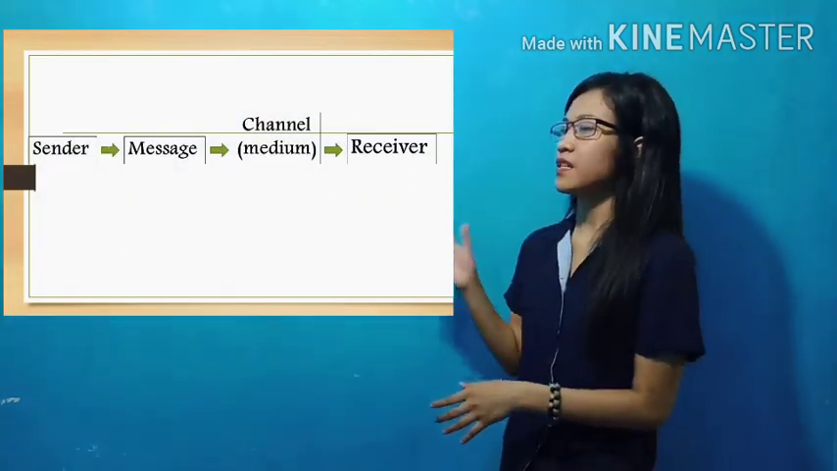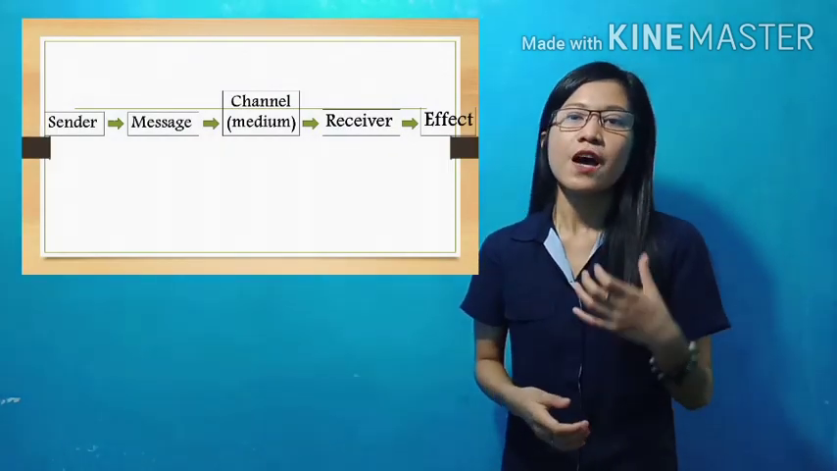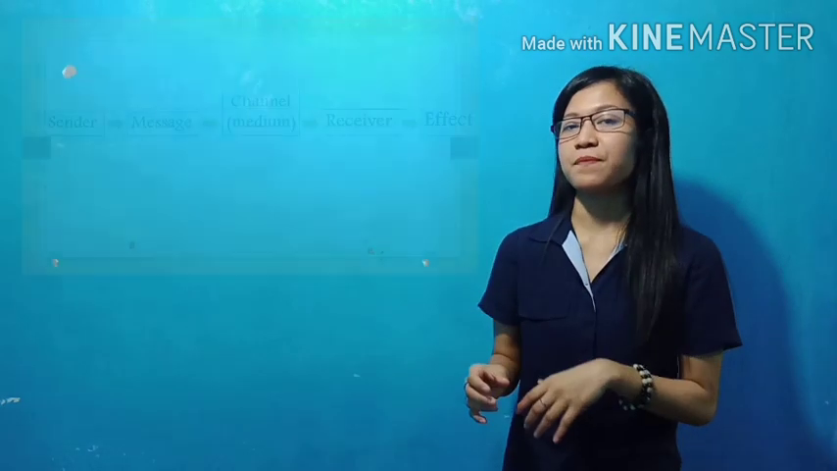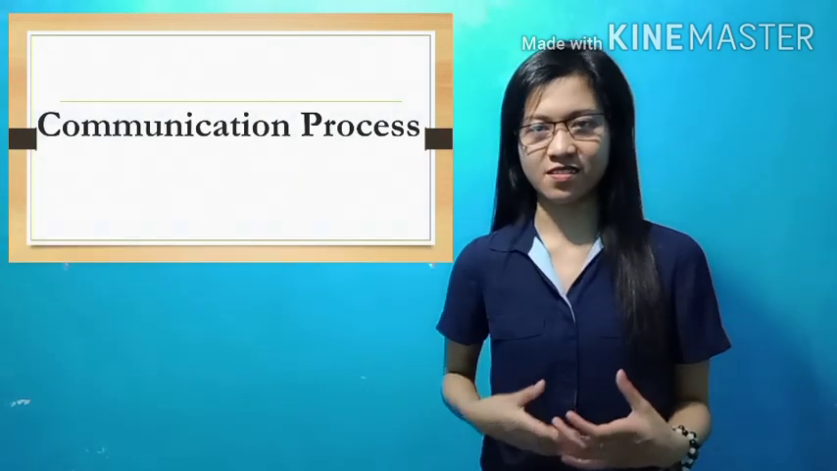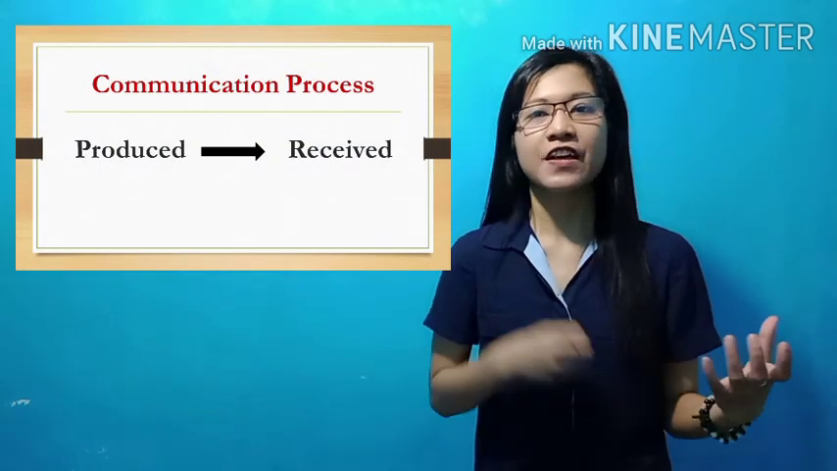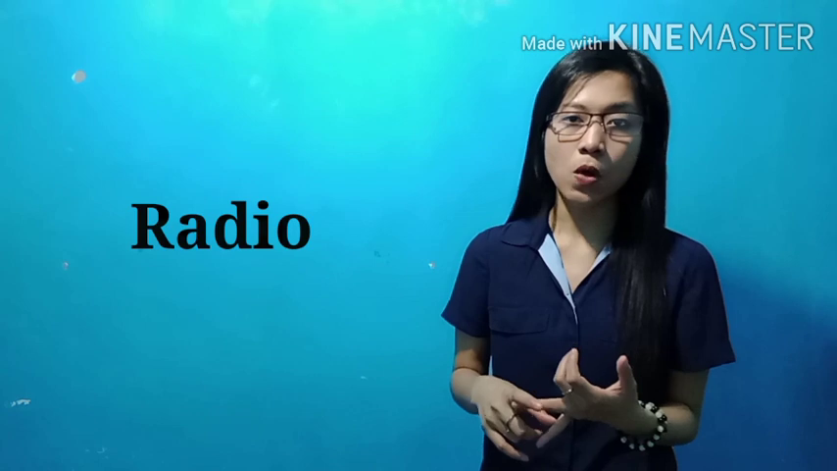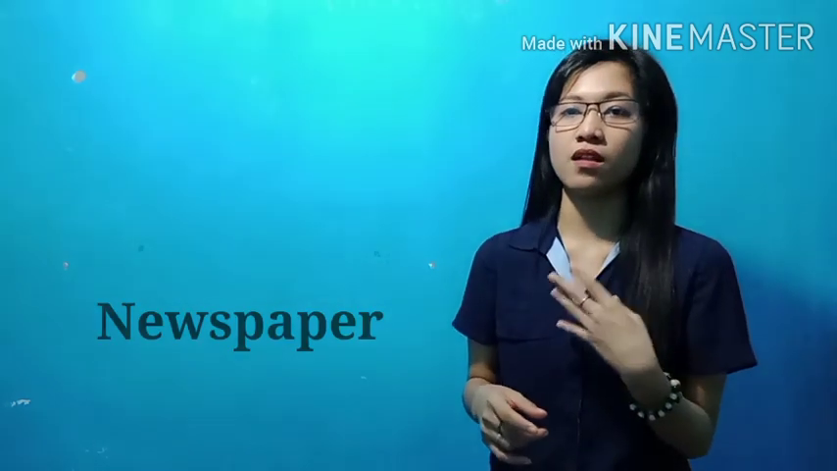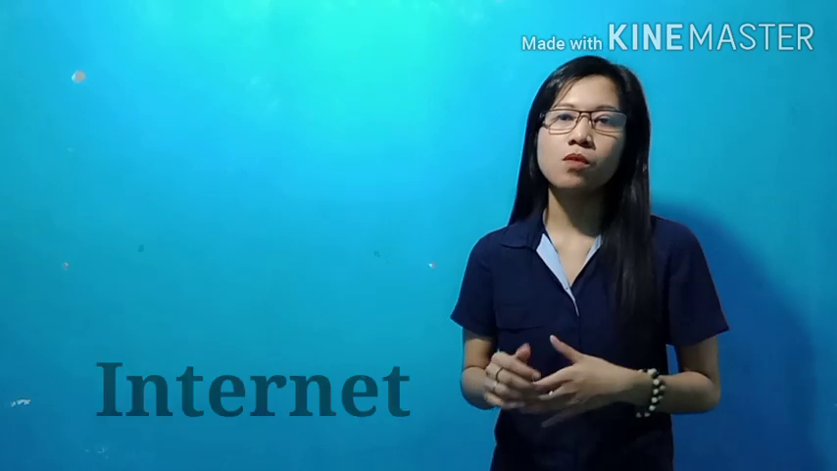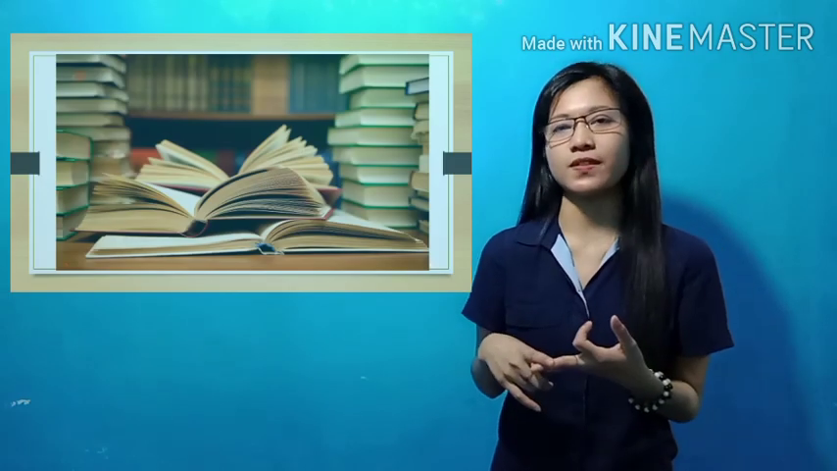Now, the receiver plays an important role also because they are interpreting the information that they receive from the sender. We should always remember that in the communication process, media plays an important role when it comes to distributing, producing, and receiving information. Media is commonly associated with television, radio, and newspaper, as well as internet. But people mostly use phones, letters, and books.